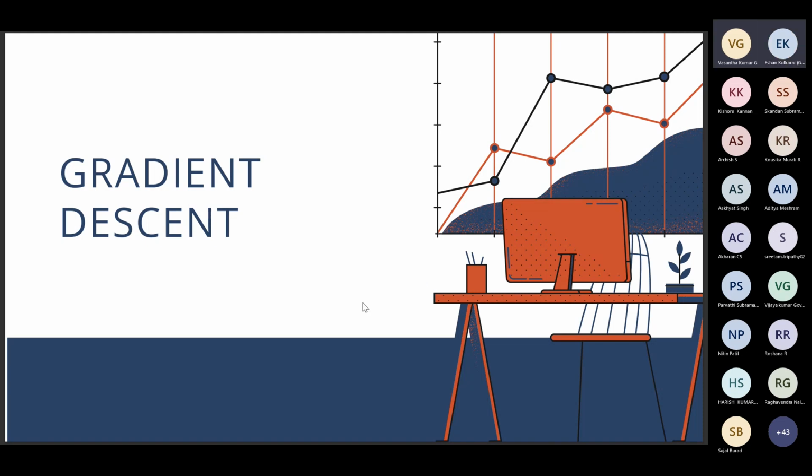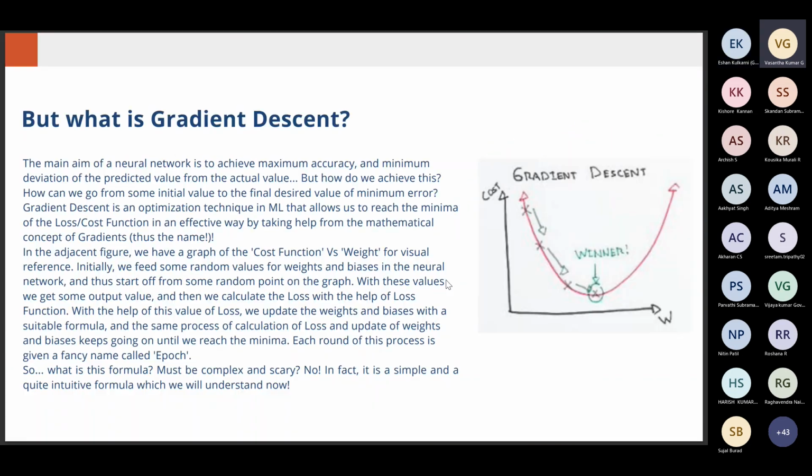So, hi guys, this is Ishan, and I'm going to explain a very important concept in machine learning, that is gradient descent. So, what is gradient descent actually? Gradient descent is a technique that tells us how we can go towards the optimal solution. In any neural network, we initially feed random values of weights and biases, and eventually we go on minimizing the error and we reach the optimal solution. So gradient descent is just a technique that tells us the way.